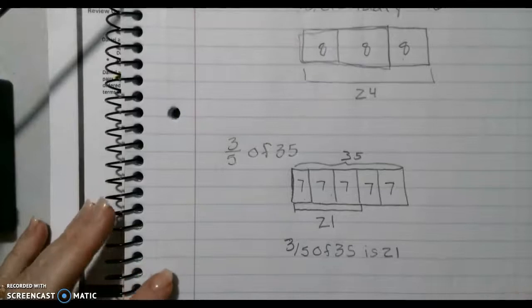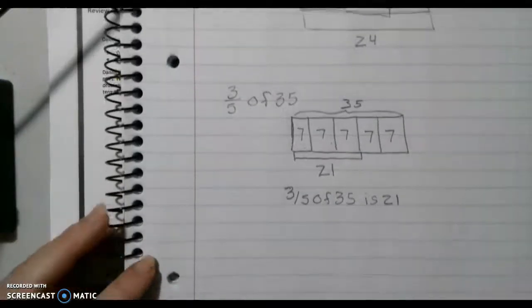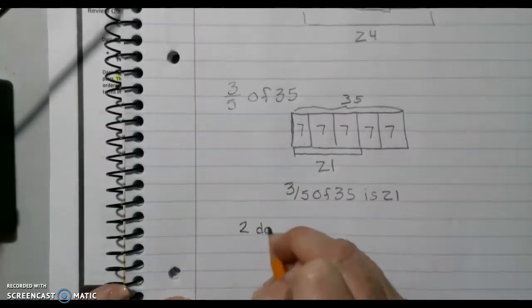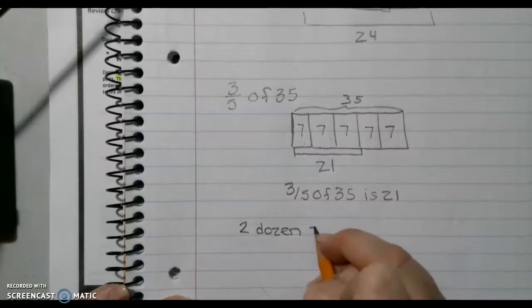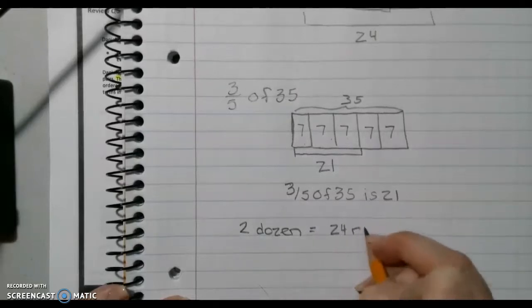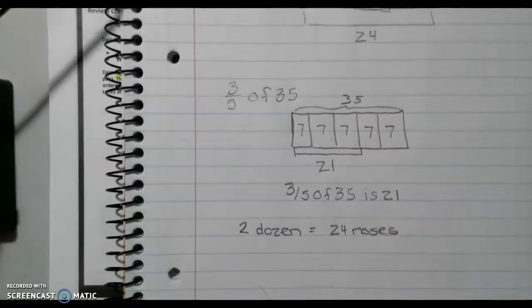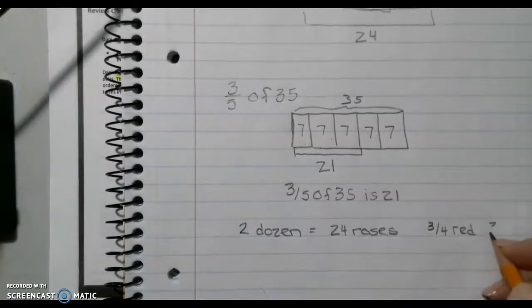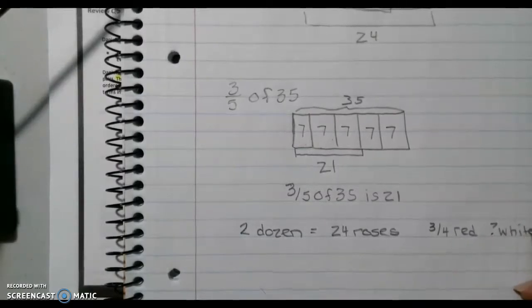I think this is kind of important. We probably haven't talked a lot about dozen, but a dozen equals 12. So this problem says Mary buys 2 dozen roses. So she buys 2 dozen. That means she buys 24 roses. And then it says that 3/4 are red and the rest are white. So 3/4 are red, and then we don't know how many are white. But the question wants us to find out how many are white.